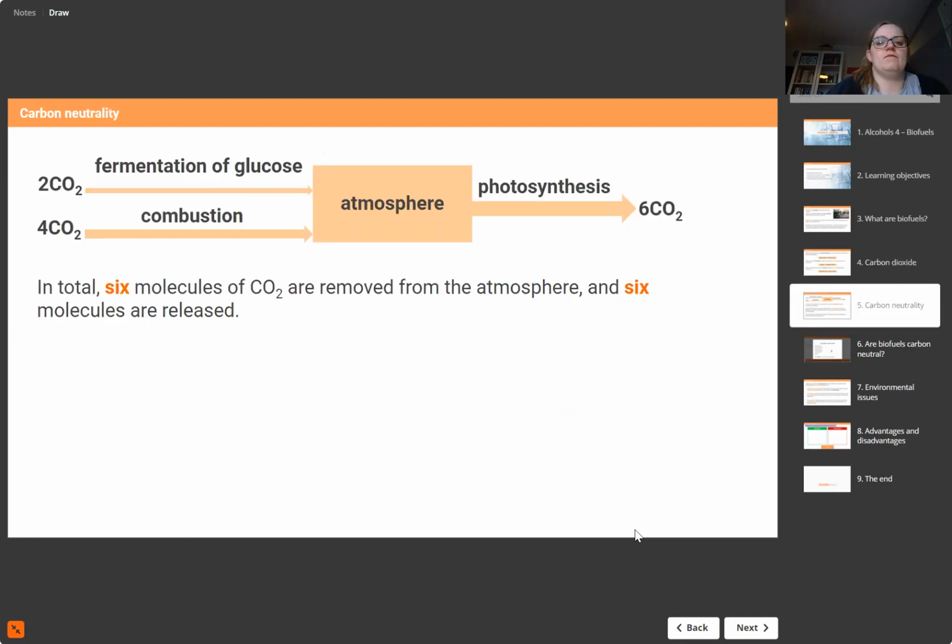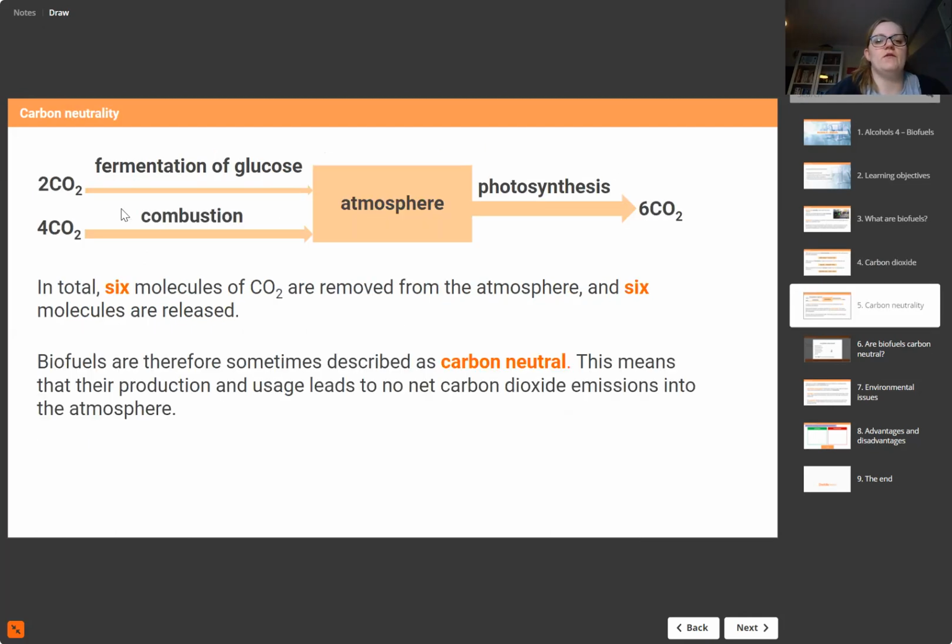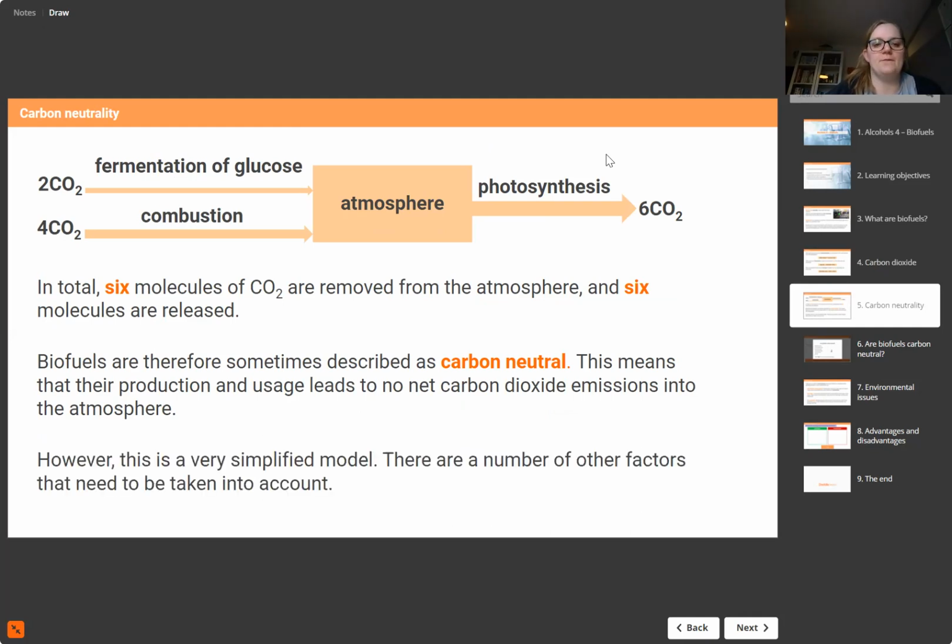Basically when we ferment it and then combust it, 6 carbon dioxide go into the atmosphere. But then in photosynthesis, it takes in 6 carbon dioxides. The plant removes it from the atmosphere. So in total, 6 molecules of carbon dioxide are removed from the atmosphere, and then 6 molecules are released. So biofuels are therefore sometimes described as carbon neutral. And that just means that their production and usage leads to no net carbon dioxide emissions into the atmosphere. It balances out. However, it's really simple, and there's actually a lot of other factors we have to take into account when talking about carbon neutrality. It's not actually ever really as simple as this diagram shows, as you could probably guess.